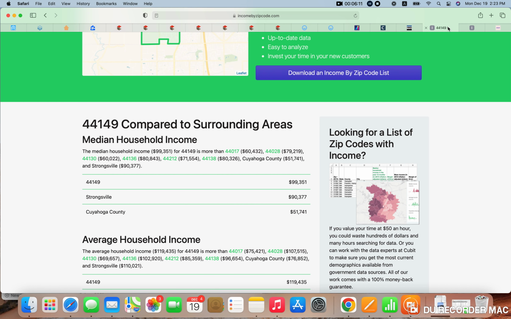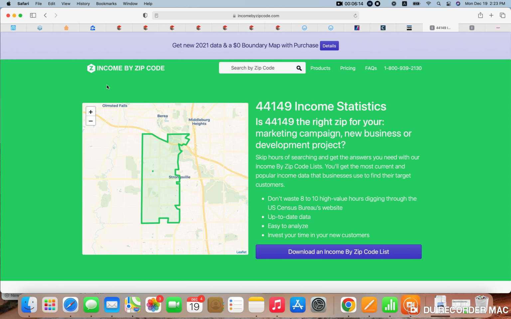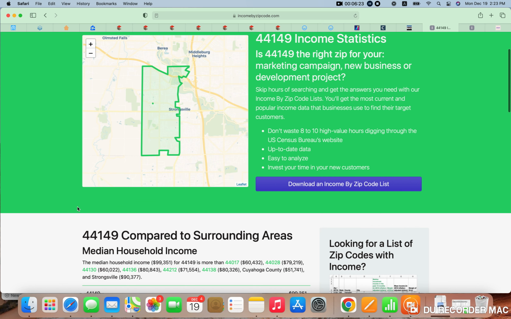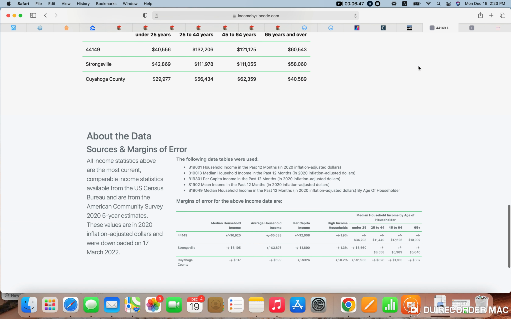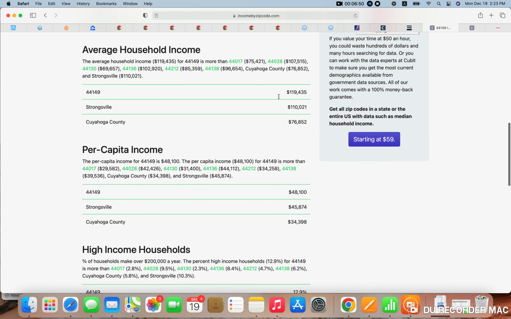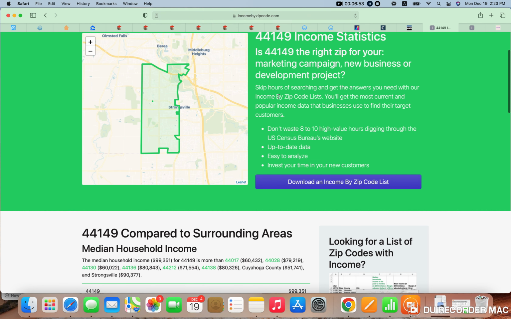So the other numbers that I did want to look at were actually pulled up from this website, incomebyzipcode.com. To be completely truthful with you, I don't know how accurate these numbers are. They say that it's pretty accurate. Their disclaimer here at the bottom is that all income statistics are the most current comparable income statistics available by the U.S. Census Bureau for 2020, and that they were adjusted for inflation-adjusted dollars back in March of this year. So, yes, it's still going to be a little dated, 9 months old, but we're comparing the same statistics for both zip codes. So that's what we're looking at.